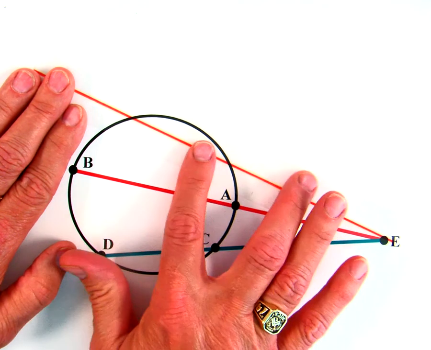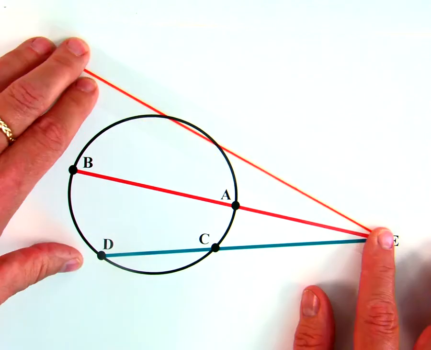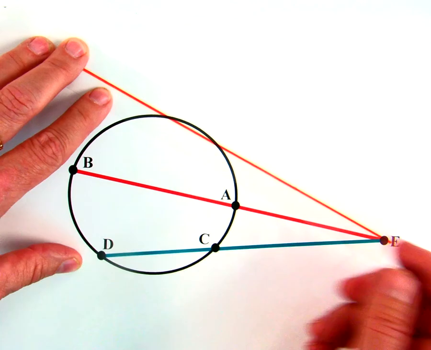External times whole equals external times whole. Okay, what if I move it really close? There's A to the circle. There's A, there's B. I can still draw my triangles. It's still going to work.